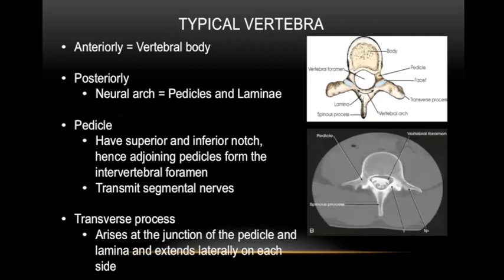All right. A typical vertebra, we have anteriorly the vertebral body here. Posteriorly, we have the neural arch, which consists of the pedicles and the lamina. And the pedicles, you have the superior and inferior notch, hence adjoining pedicles form the intervertebral foramen, and they transmit segmental nerves. And you have the transverse processes on each side, which is at the junction of the pedicle and lamina and extends more laterally.